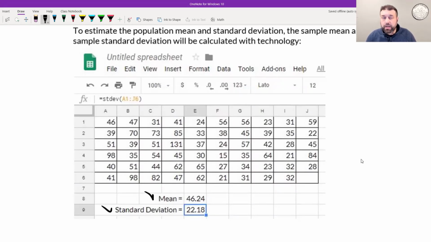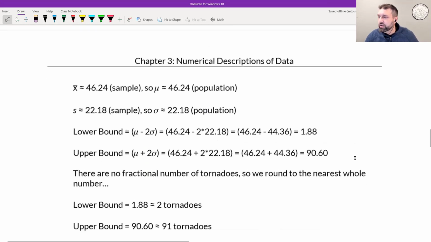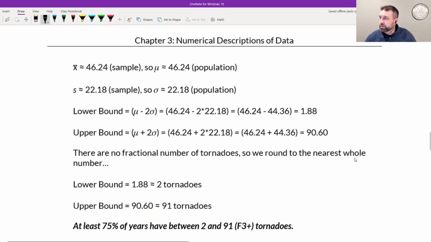Fantastic. Now what we want to do is find out what is 2 standard deviations above and below the mean. What is that interval? So here's our mean, here's our standard deviation, and here's the calculation. We take our mean and subtract 2 times the standard deviation. When you do the arithmetic, you will get an answer of about 1.88. That's the lower bound of your interval.